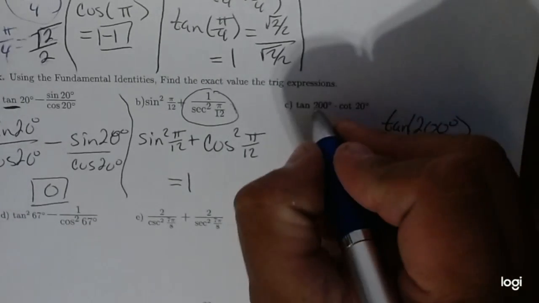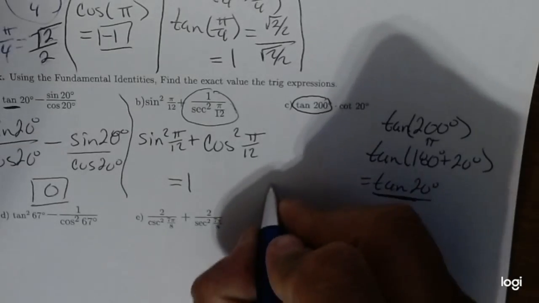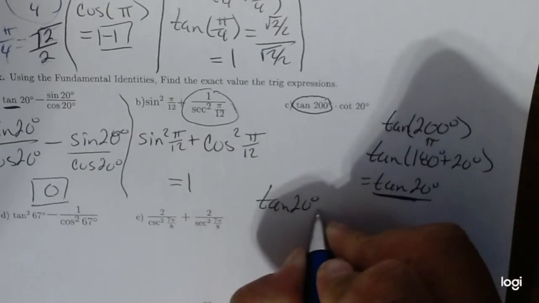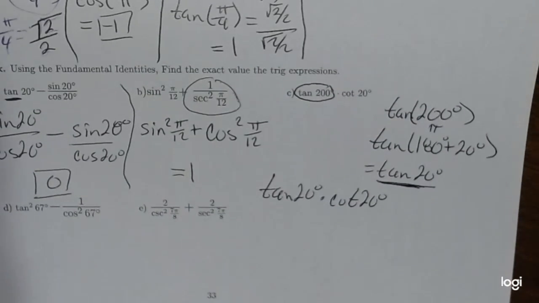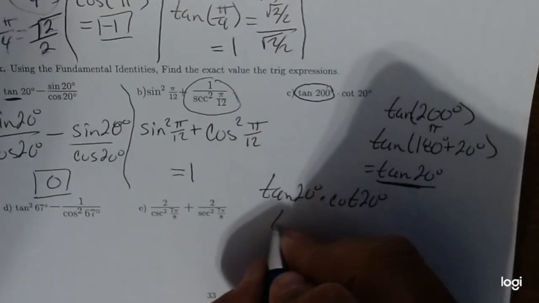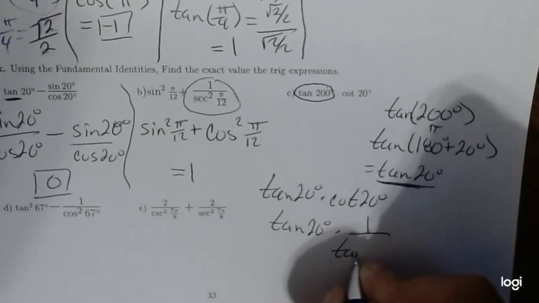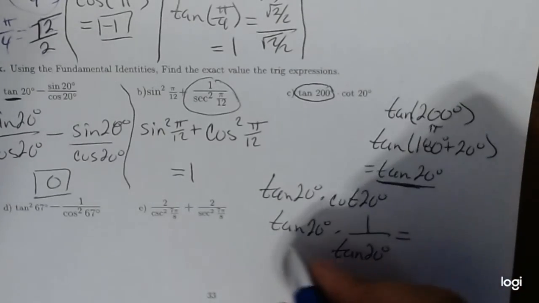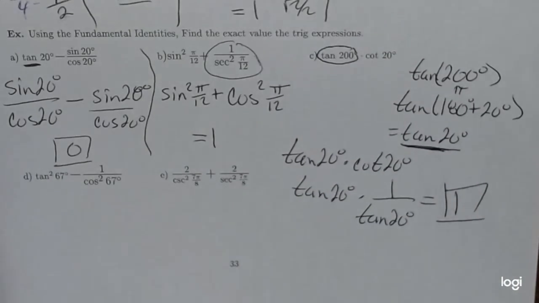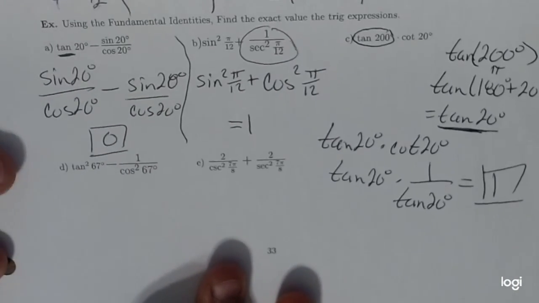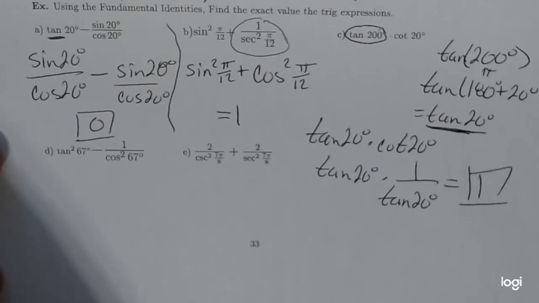Okay. So therefore, I can rewrite this whole thing as just that now. So now we have tangent 20 degrees times cotangent of 20 degrees. Okay. Well, what's another way to write cotangent? It's 1 over tangent. And that ends up being just exactly 1, right? Okay, so let's try the rest of them. So this should give you a little precursor to what we're going to do here itself, right?